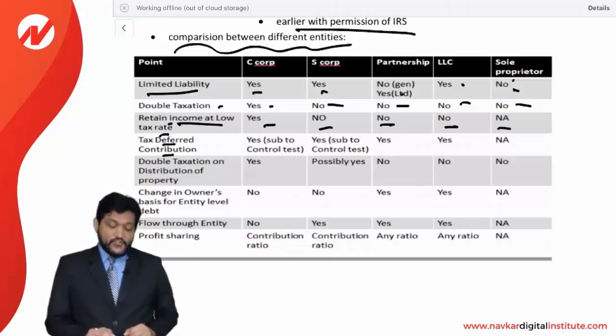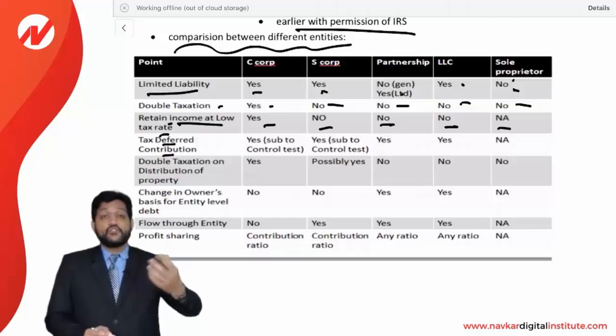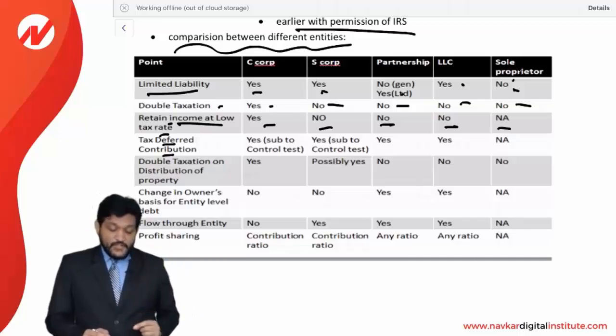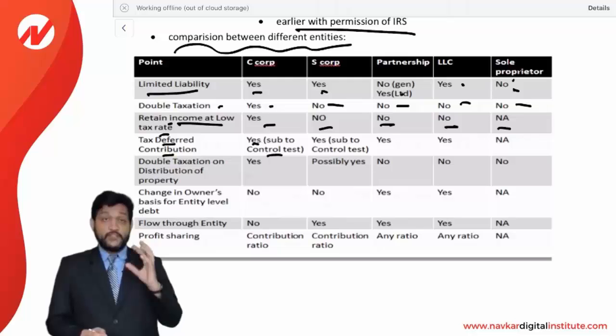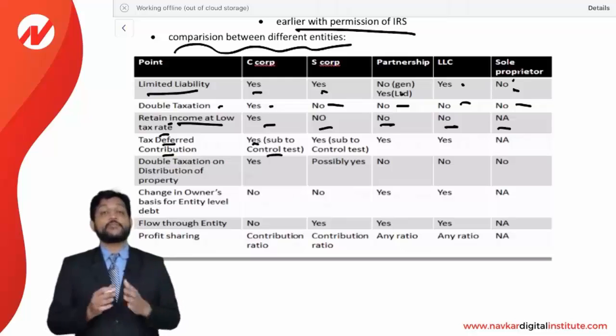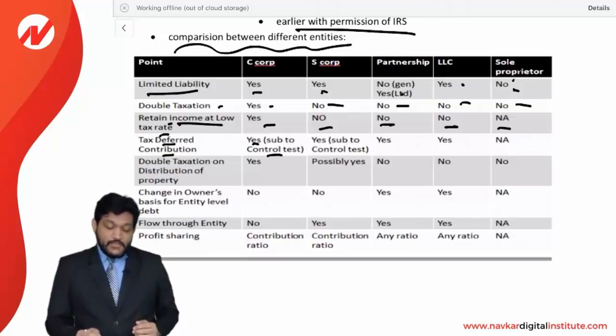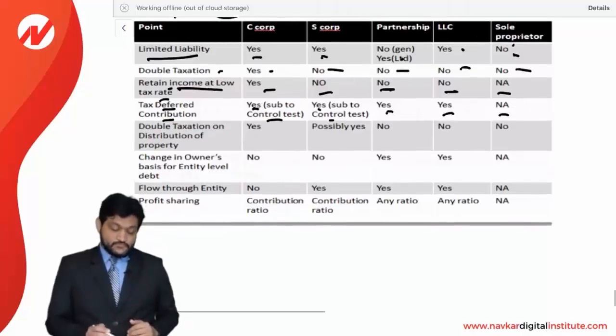Tax deferred contribution. Can you make a contribution which is non-taxable? In C corporation, yes, but it is subject to the control test. We have seen the control rule. Under the control rule, gain on the transfer of property is deferred. S corporation, yes, again subject to the control rule. Partnership, always yes. LLC, yes, and sole proprietorship not applicable at all.